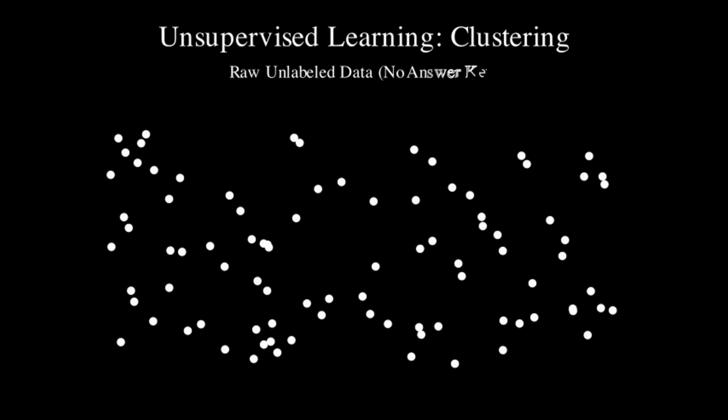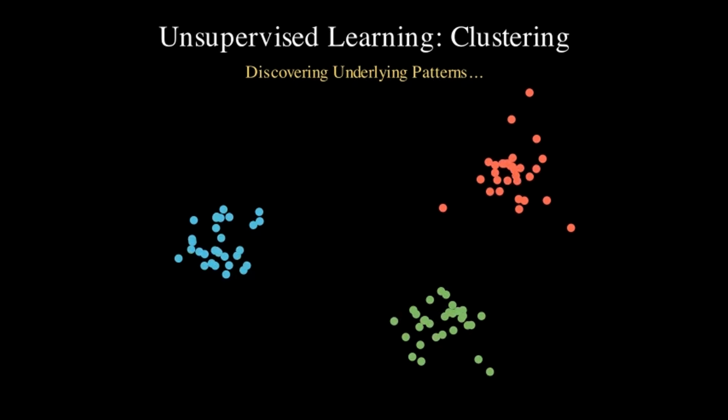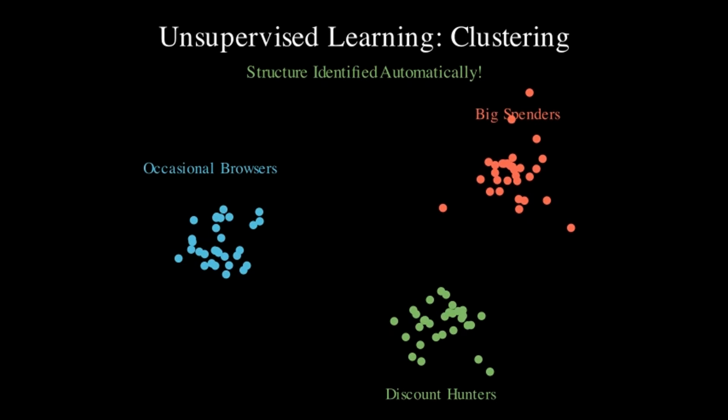For example, imagine dumping 1 million customer transactions into a model with no instructions. Unsupervised learning can look at that data and automatically discover that there are distinct groups of customers: big spenders, occasional browsers, and discount hunters. Nobody told it those groups existed, it found them on its own. We'll get into that later.